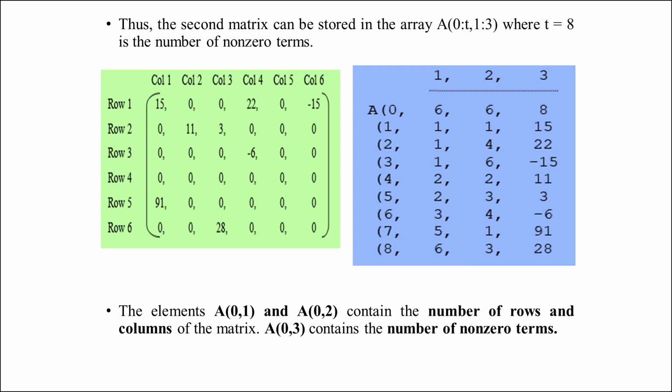So the given example matrix is represented in the tuple format. Here A of 0, 1 and A of 0, 2 and A of 0, 3 contain the number of rows, number of columns and the number of non-zero terms respectively.